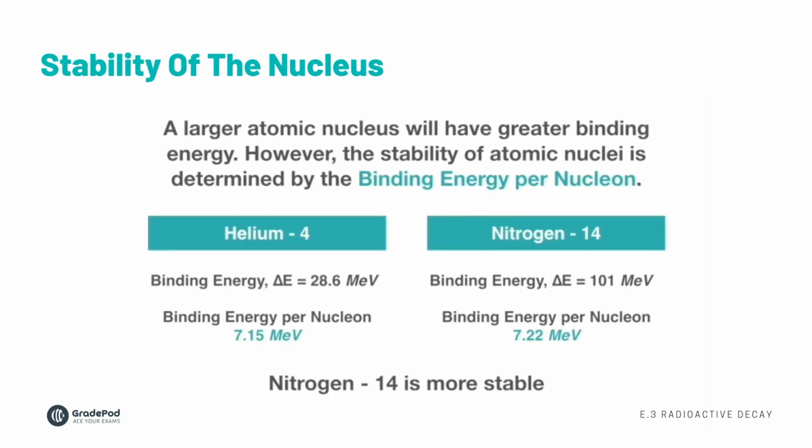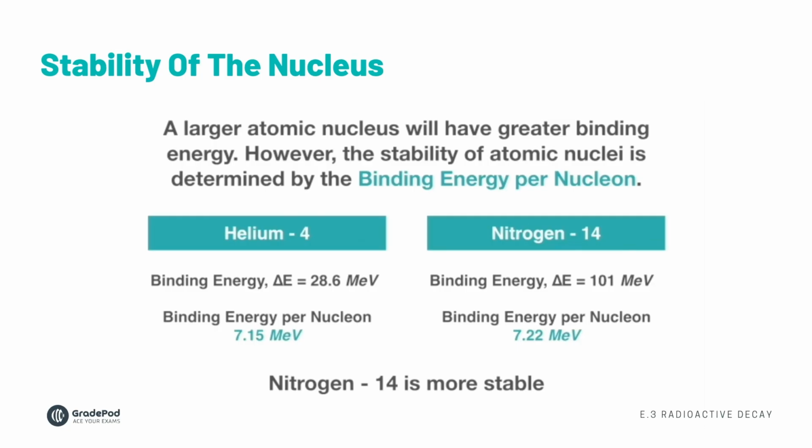It kind of makes sense that a larger nucleus would have a greater binding energy. Let's think about that, because say you're looking at uranium. It's got 93 protons, 235 nucleons. It's going to need loads of energy to pull that all together. In helium, you've only got 2 protons and 2 neutrons. It's not going to need as much energy to pull that together.